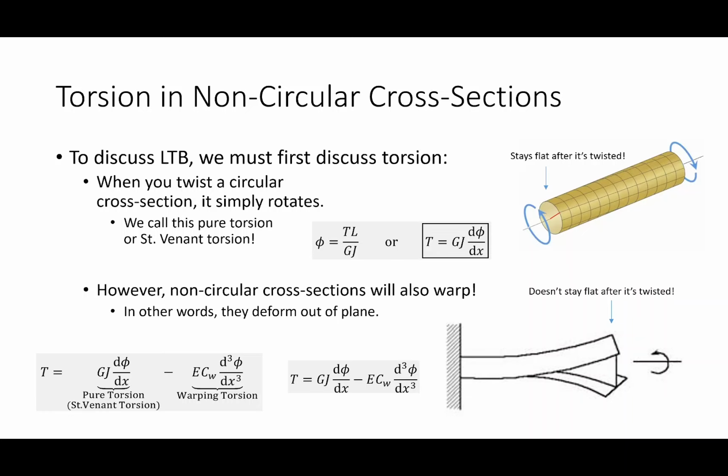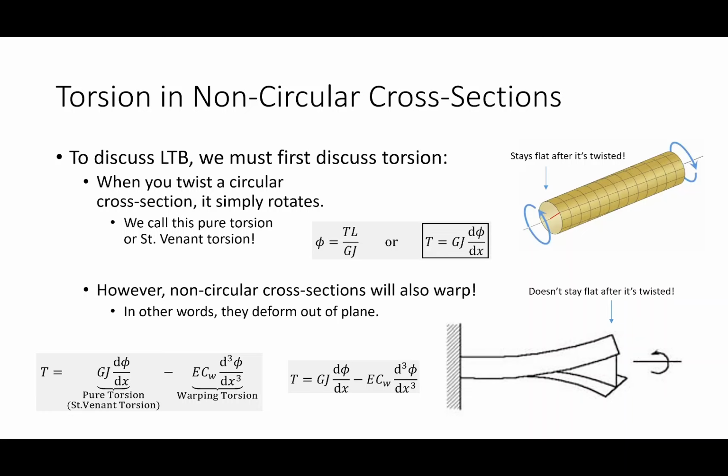Okay, that's called warping. Circular cross sections don't warp, but non-circular cross sections, like an I shape, they do warp. So this differential equation does not hold true for non-circular cross sections. In fact, a more generic version would look something like this. For a circular cross section, we have the torsion equals GJ times the first derivative. Now we've got the torsion equals GJ times the first derivative minus all of this, okay?